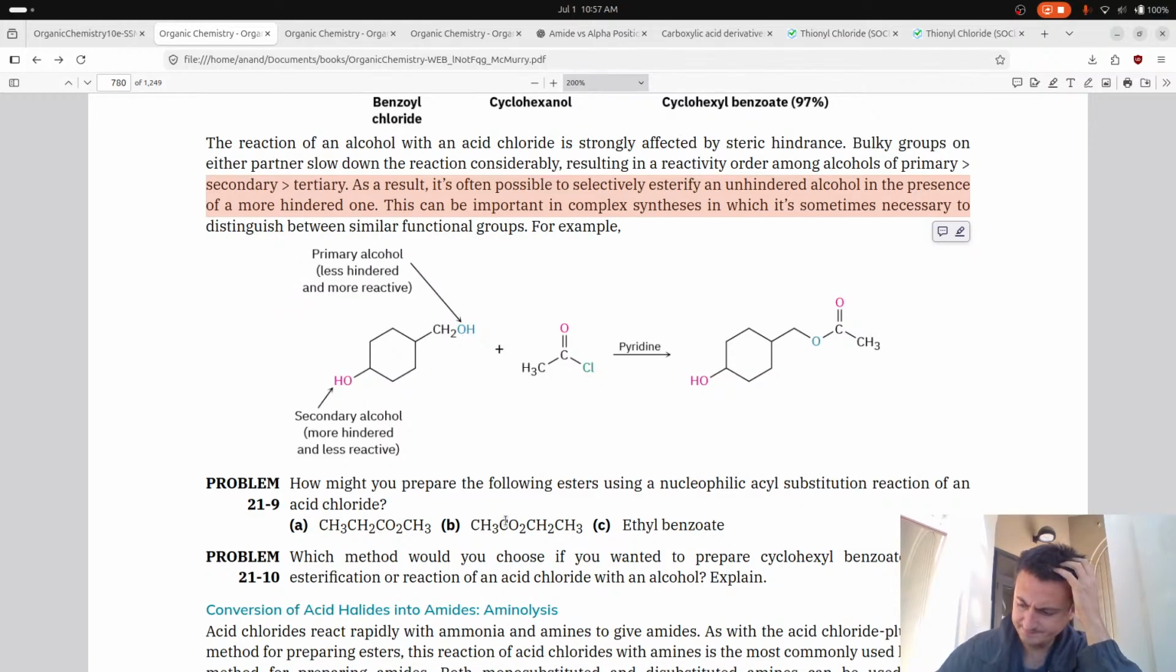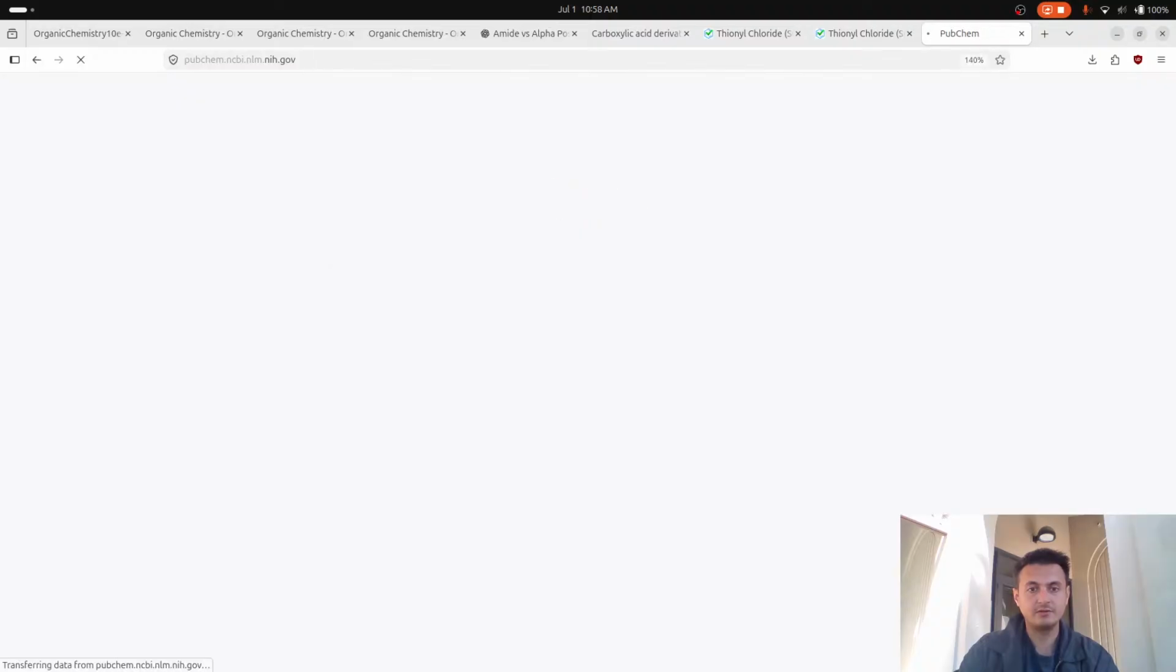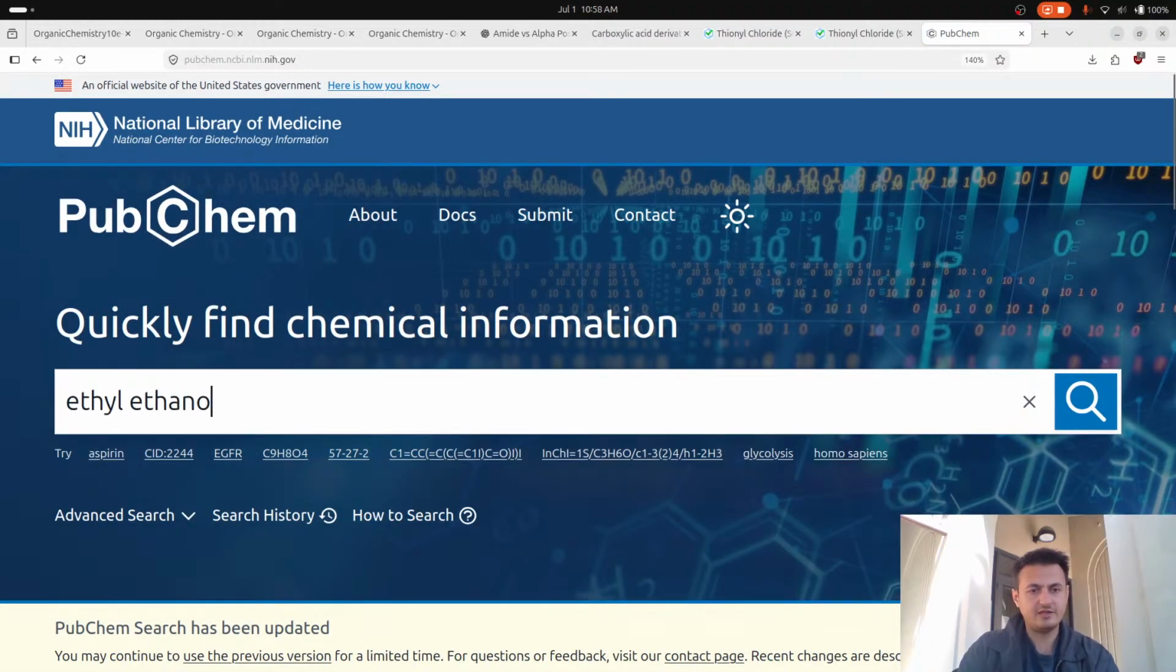Okay, so then B, we have C, O, O, C, O, C. So this is going to be ethyl acetate, or my preferred ethyl ethanoate. And I bet if you look that up, you actually get something. Because ethyl ethanoate.